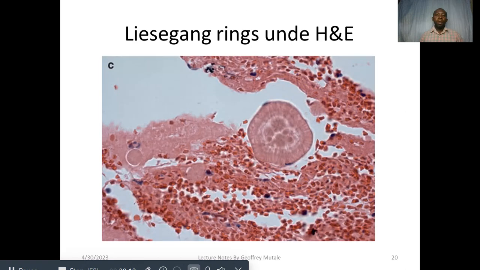Here we have an image where we are looking at the Liesegang ring. This is now histology, and really we can appreciate the rings. We can see the rings. This is a ring. Around here we have another ring. These are concentric rings. And then we have our radial lines, which also appear to be coming from the center, moving outwards. And this is a Liesegang ring under H&E. That's how it appears.